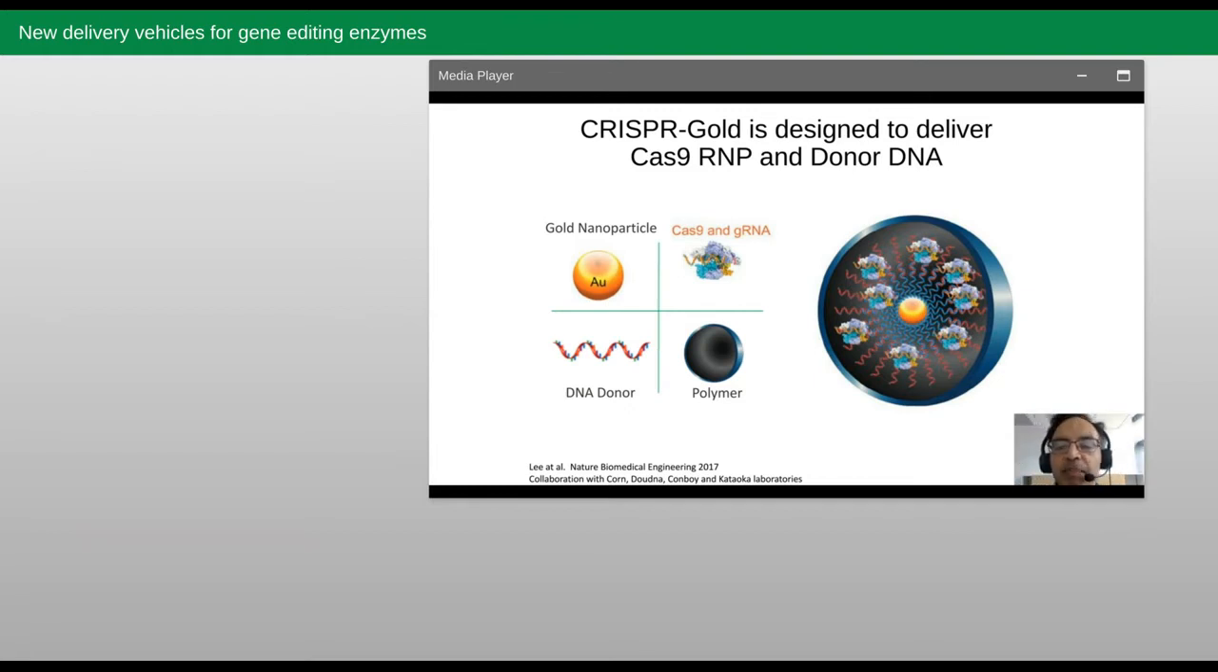So CRISPR Gold is designed to have all the components needed to do homology-directed DNA repair in one nanoparticle, so any cell that internalizes it will have the Cas9, the guide RNA, and also the donor DNA in the same cell, so that when the Cas9 does the cutting, the donor DNA is also there in high concentrations to do the HDR. I should say that this work was done in collaboration with numerous laboratories, including Jacob Corn's lab, Jennifer Doudna's lab, Irina Conboy's lab, and Kazunori Kataoka's lab.